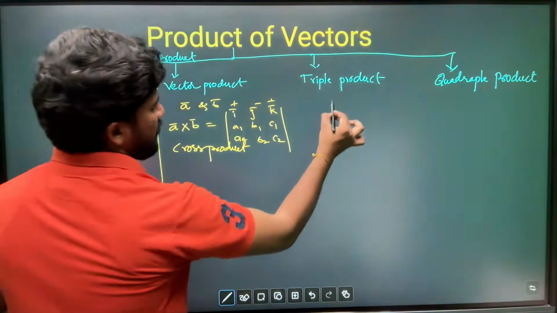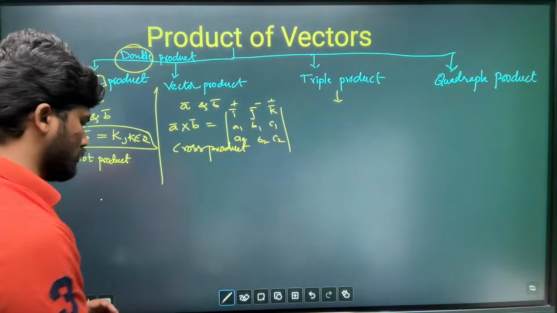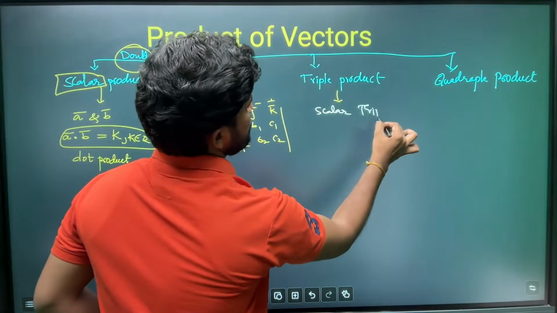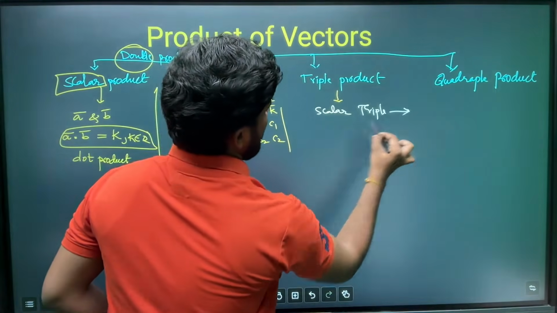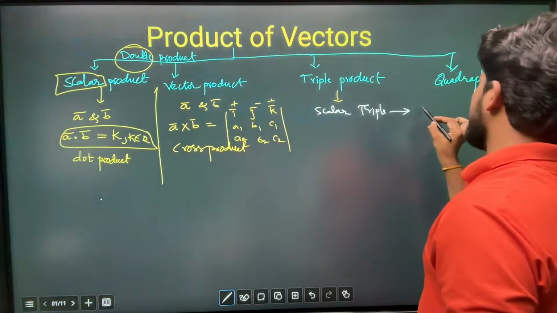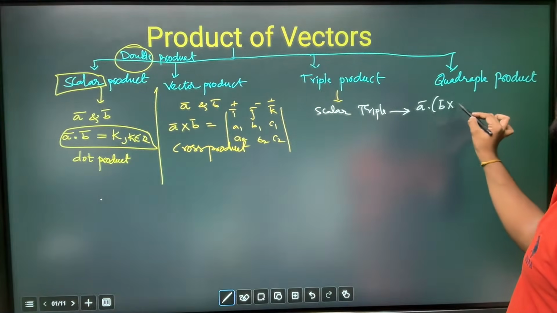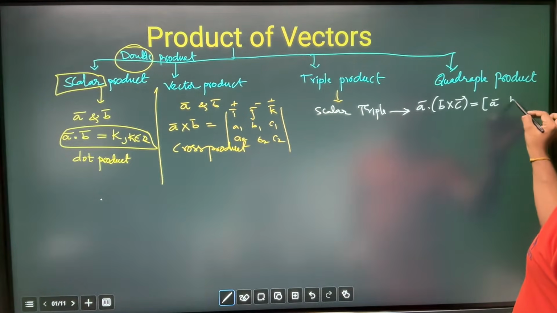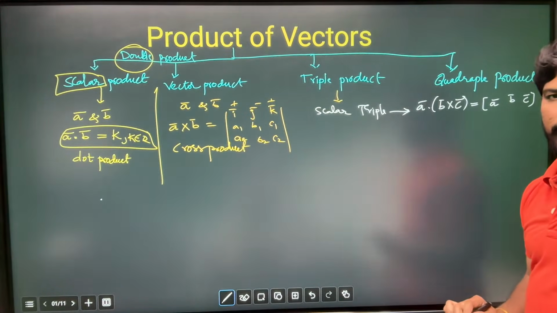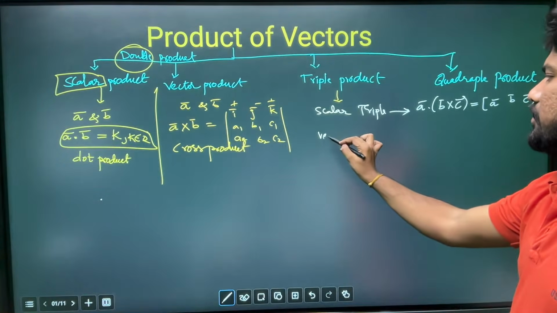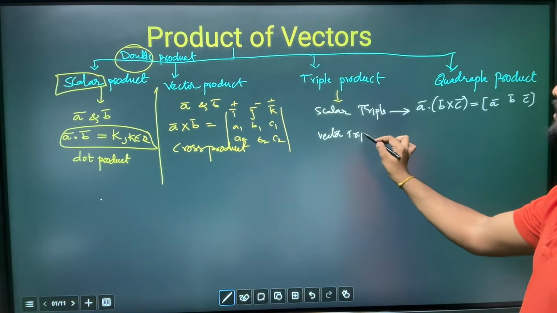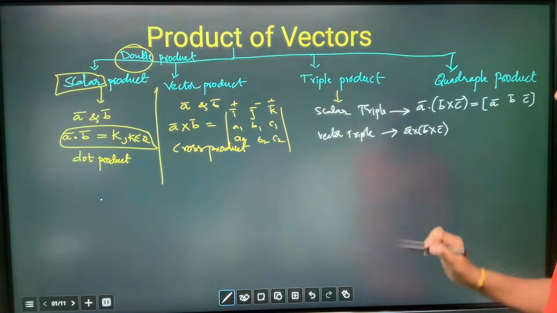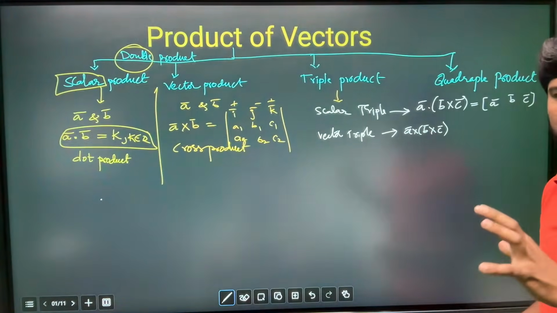Okay, so next, triple products. This triple product is again divided into 2 parts: scalar triple product and vector triple product. Scalar triple product means we can write it like this: a bar dot b bar cross c bar. Further we can write it as box of a bar, b bar, c bar. And what is vector triple product? Mathematically it is denoted by a bar cross b bar cross c bar. Okay, so see, between 3 vectors you have only cross products.